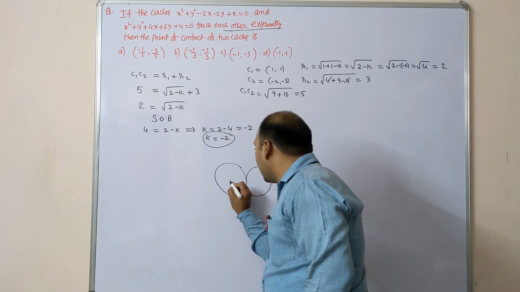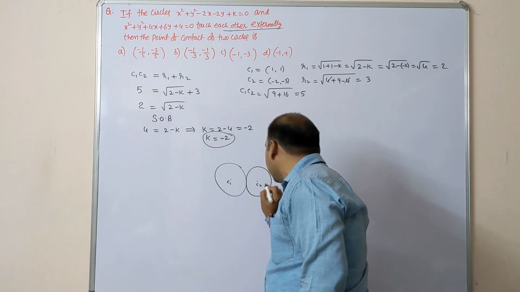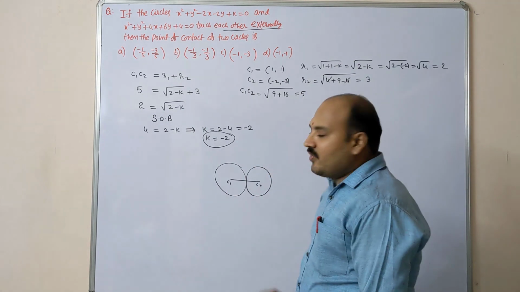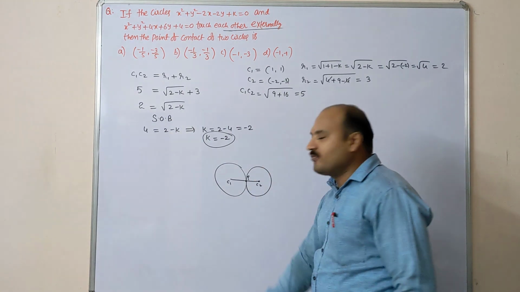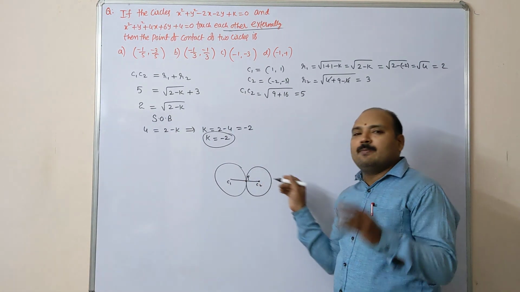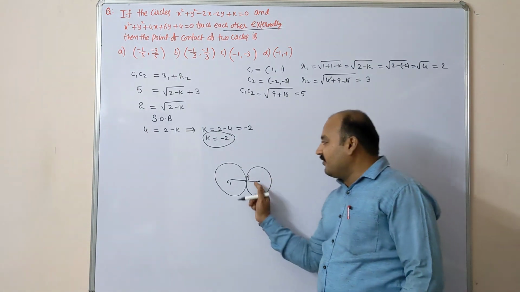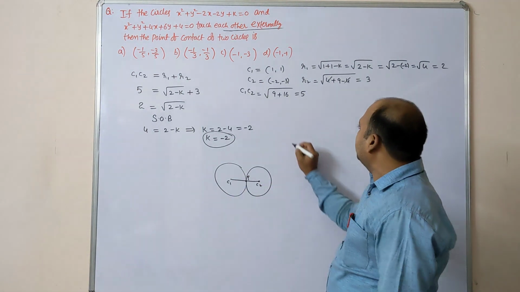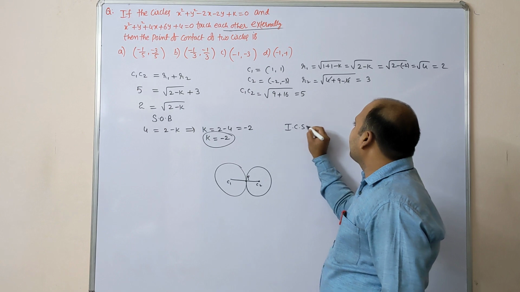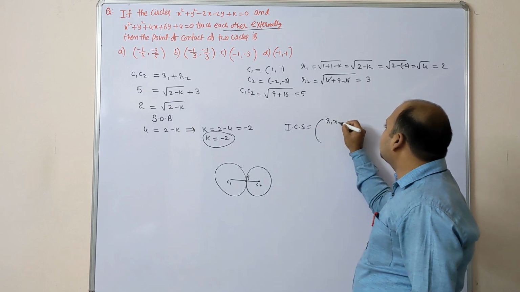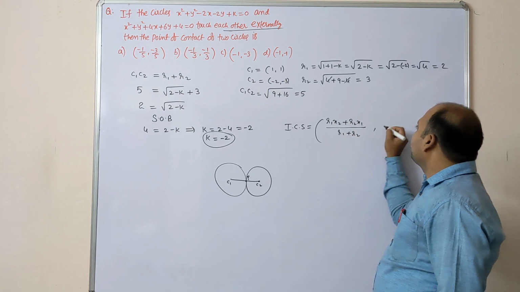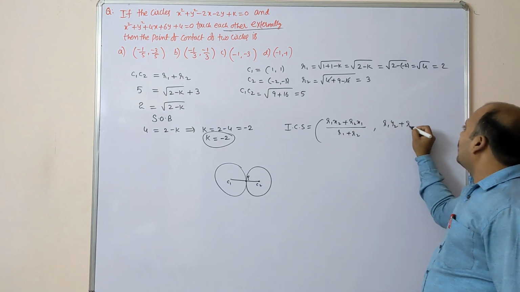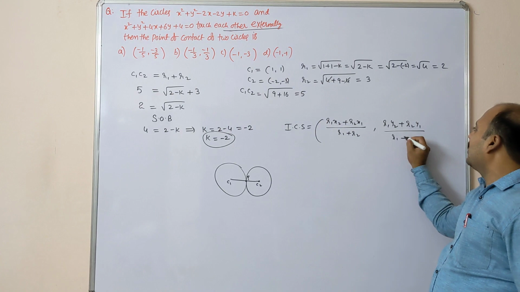So, circle 1 and circle 2 touch each other externally. Whenever circles touch each other externally, this is called the point of contact. The point P is in between, not the midpoint. In between, so it is the internal center of similitude, ICS: (R1x2 + R2x1)/(R1 + R2), (R1y2 + R2y1)/(R1 + R2).